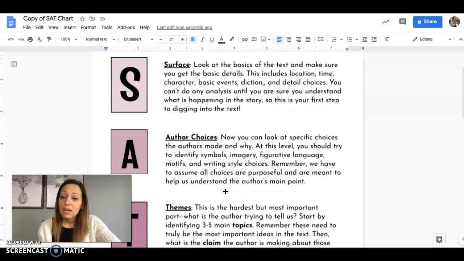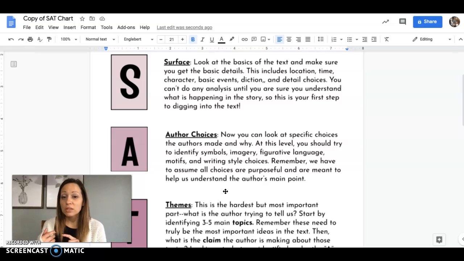So the first thing is S, which is surface. This is where you're looking at basic things like location, time, characters, basic events, diction, that means word choice. So are there any words that stand out to you that make you feel or think something? Detail choices, what things look like, imagery. You can't do any analysis until you understand what's happening in the story and you understand these basic things. So that's the first part. That's probably a lot of what you're going to be working on today since we're pretty early in starting your story.